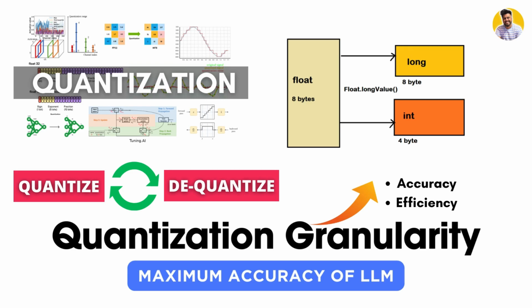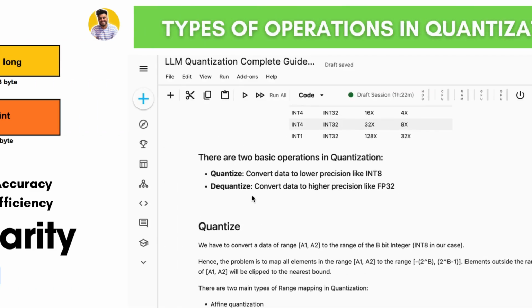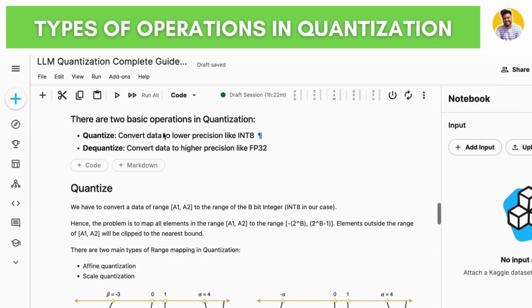And first we have the types of quantization with us. Okay, so as you see on my screen, there are two types of quantization operation. The first is called quantize, that converts the high precision formats to the low precision formats like int8, and then we have the de-quantize that converts the low precision formats into the high precision formats.